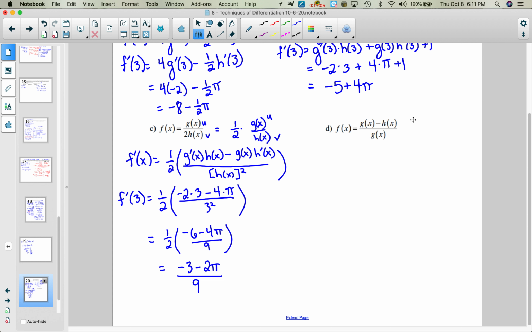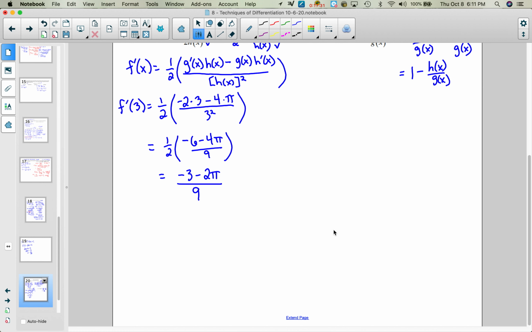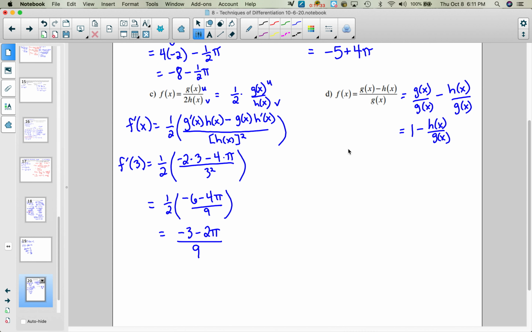Okay, on the next one, you can think about what rules we might need. Actually, there's a couple ways you could do this. I'm going to think of this as g of x over g of x minus h of x over g of x, because that simplifies to 1 minus h of x over g of x. Now, it doesn't get me out of the quotient rule, but it might make it a little nicer.